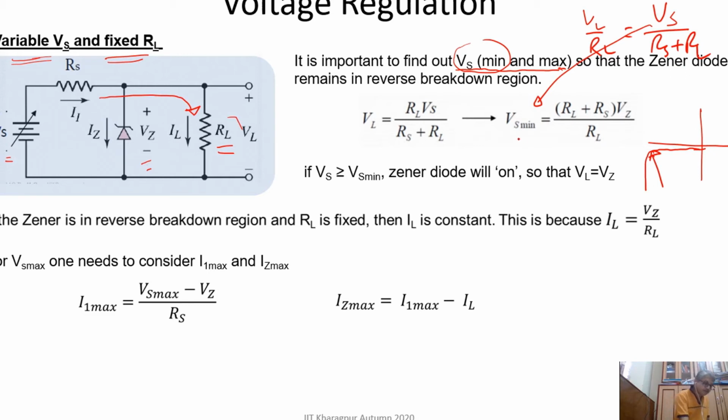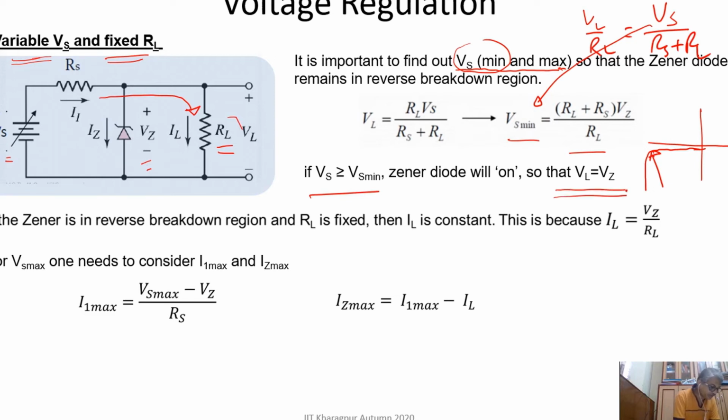Now Vs min is found out this way, and we have to make sure Vs is more than Vs min, because that is the condition when the Zener is on the verge of reverse breakdown. So we have to use Vs more than Vs min, so that VL will be equal to VZ.